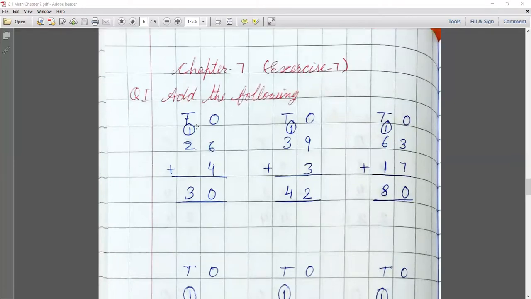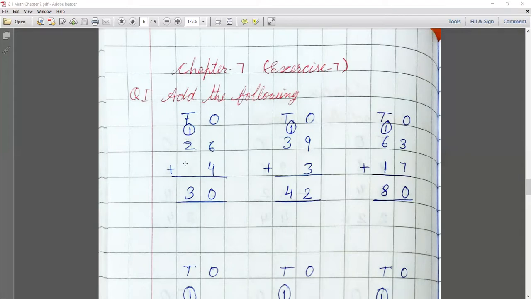Yes. Again, you should write chapter number in your first line, then exercise number in your second line, then in your third line you should write question. Question number 1, add the following. Okay. Again, we start from one side. Then 6 plus 4. 6 plus 4 is equal to 10, right? 6 plus 4 is how much? 10. That's why we write 0 here. What did we write here? 0. And where do we write 1? Here.